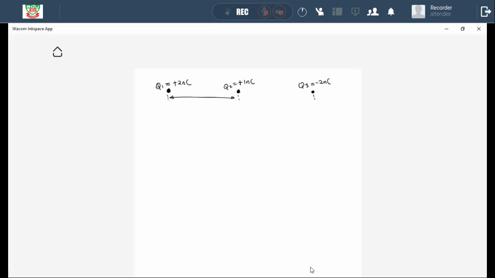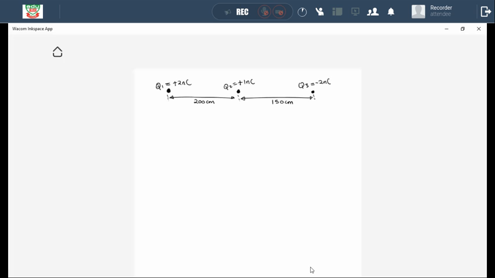this is 200 centimeters, and then charge 2 to charge 3, this is 150 centimeters, right? So that is the scenario that we are presented with. So we have got three charges here, and they are in a linear form in a straight line: charge 1, charge 2, and charge number 3.